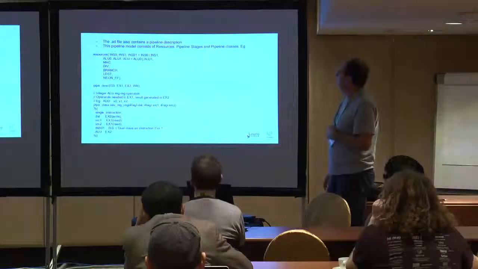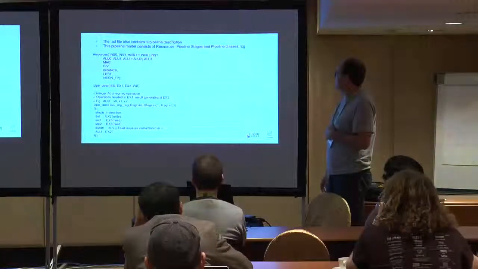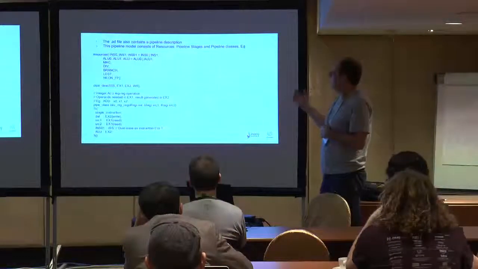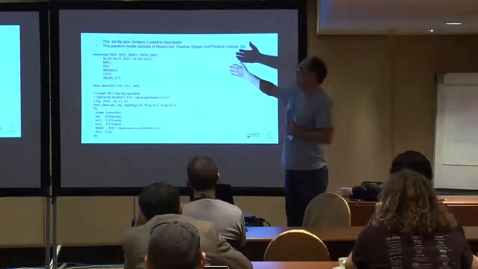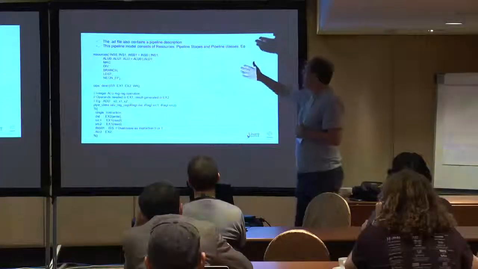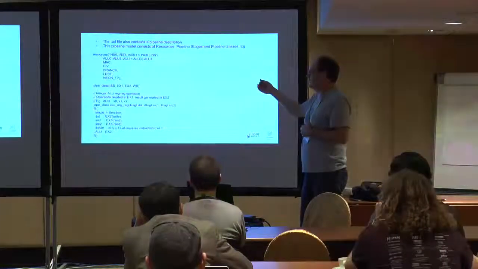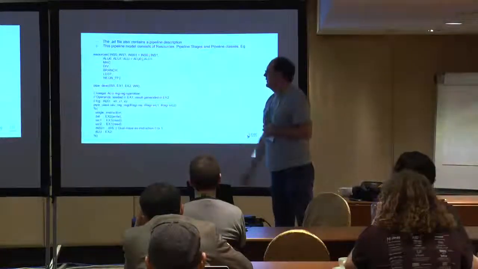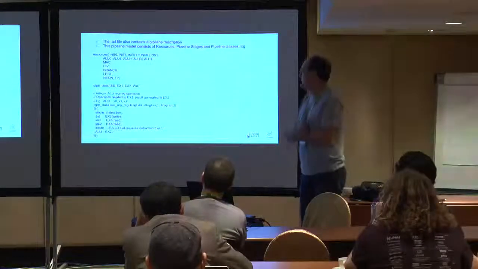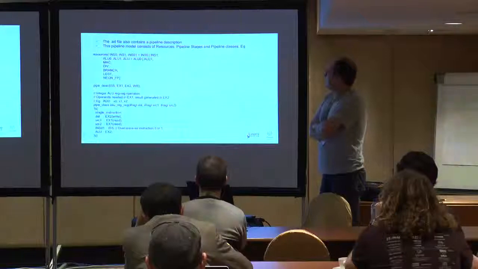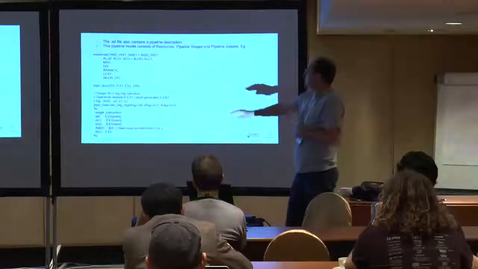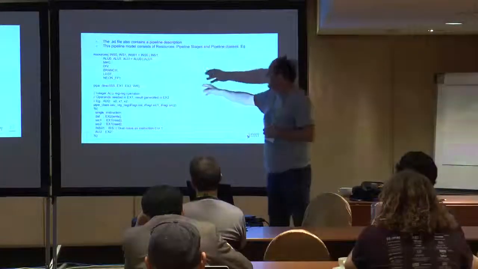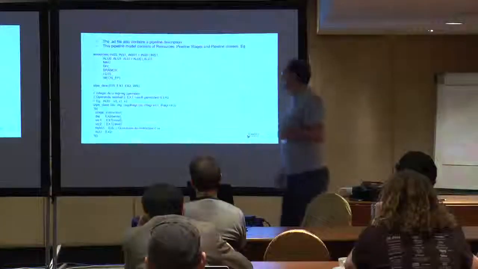So I mentioned the .AD file contains a pipeline description, and the pipeline consists of resources, pipeline stages, and pipeline classes. So resources are things that you might find at the bottom of your pipeline. So you've got a number of ALU units, you've got a multiply accumulate, you've got a divide unit, branch unit, load store, and you've got your NEON or your SIMD unit. I've done a very simplified pipeline description. So it's just issue, you've got 2 execute stages, and you've got the result write stage.